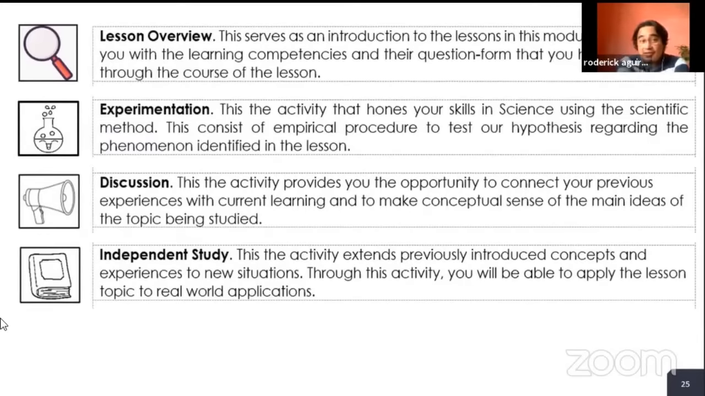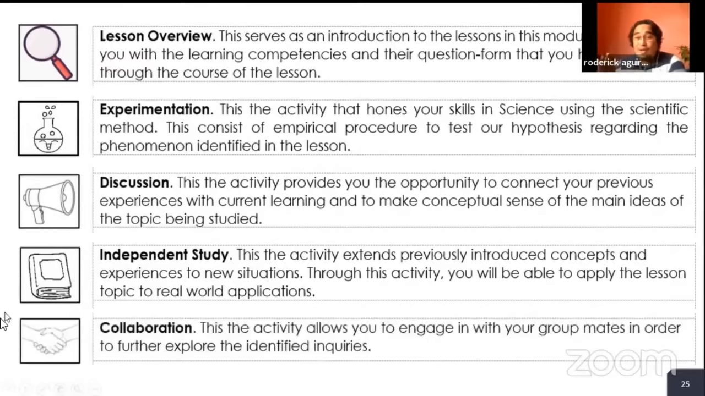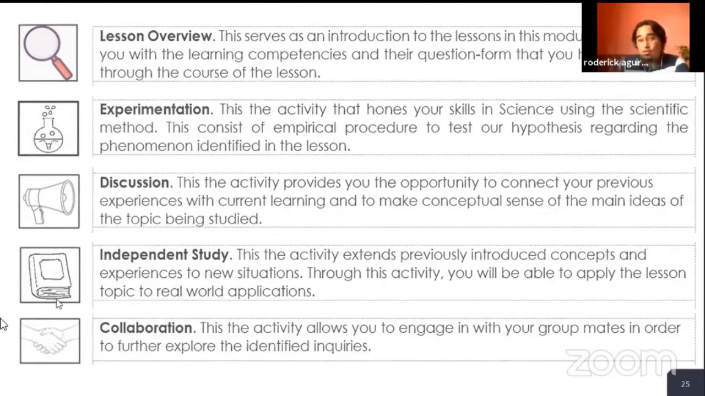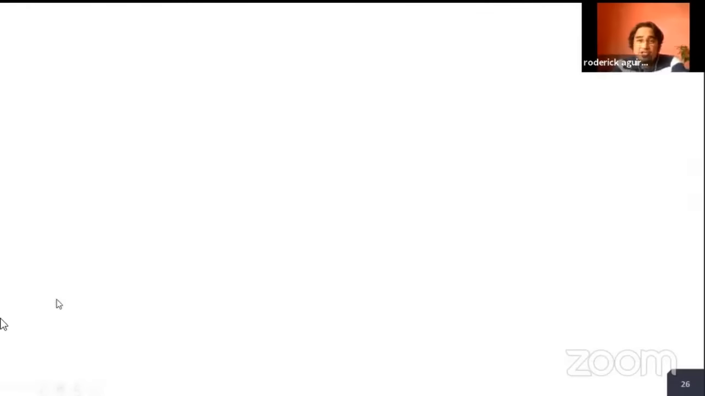Then, pag nakita nila yung icon na yan, experimentation po yun. Pag nakita nila yung megaphone, discussion. Pag nakita po nila yung libro, independent study po yun. And then we have pagdalawang kamay, collaboration, and so on and so forth. The point there is that orientation is very important.